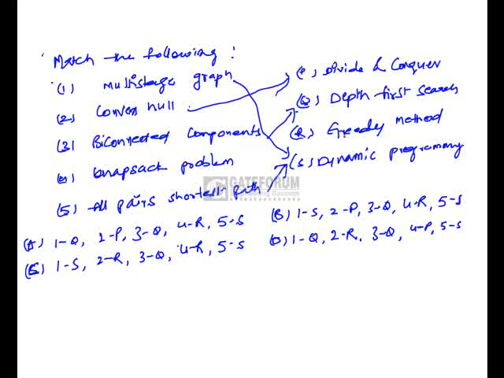And for the knapsack problem, we follow the greedy method, so 4 maps to R. If you see the options, 1 and 5 map to S, 2 to P, 3 to Q, and 4 to R. So option B is the correct answer here.